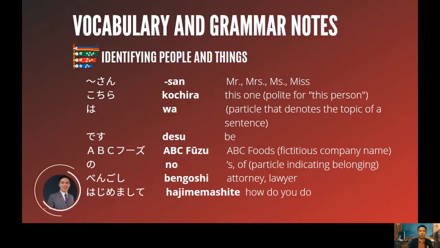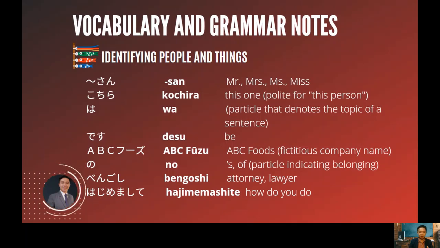Here are the vocabulary and grammar notes that we are going to use in our target dialogue. The first word is san, which means Mr., Mrs., or Miss. Kuchira, this one, a very polite word that we use to refer to this person. Wa, a particle that denotes the topic of a sentence.